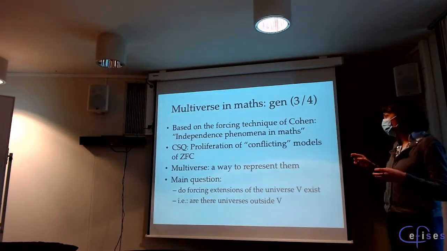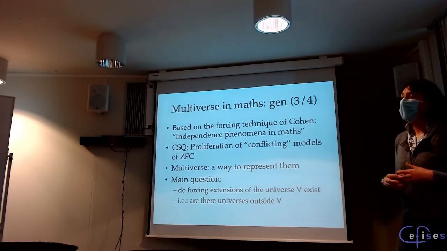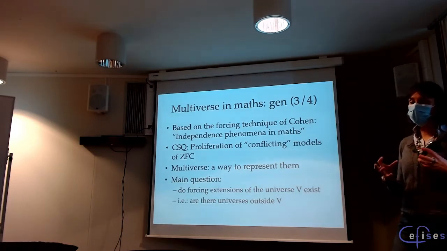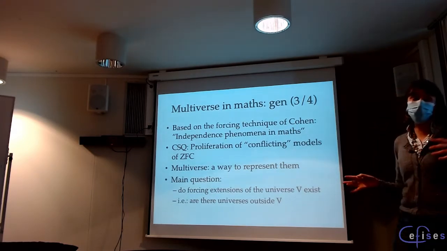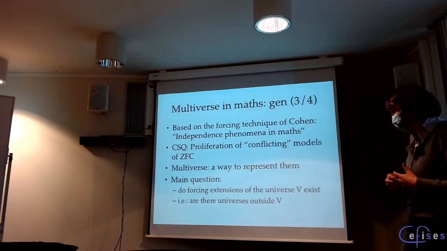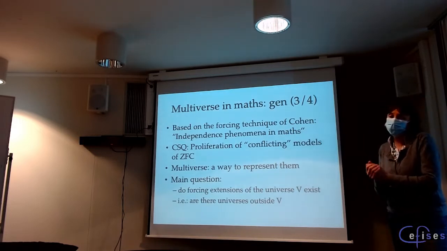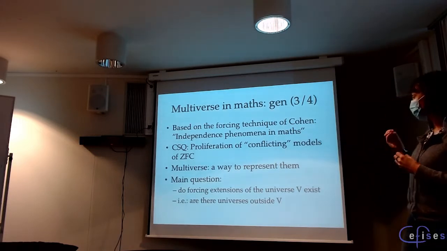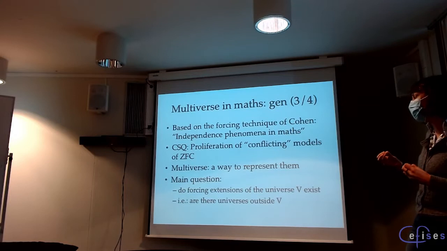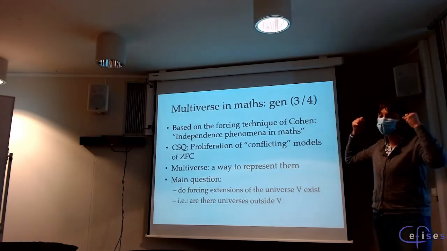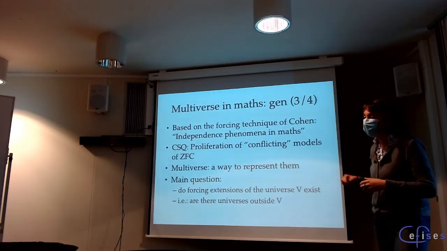And as a result, you have a kind of proliferation of conflicting models of the theory. And the multiverse was introduced to represent these conflicting models because they can be used to perform mathematics. And so the main philosophical question that arises from this is: do these forcing extensions of the universe really exist? It means, are there really universes outside of the traditional cumulative hierarchy of sets?